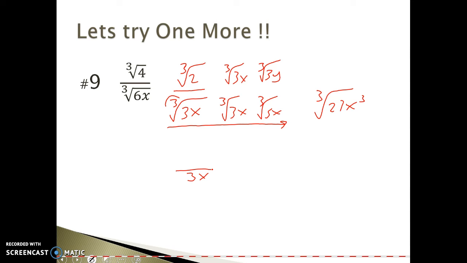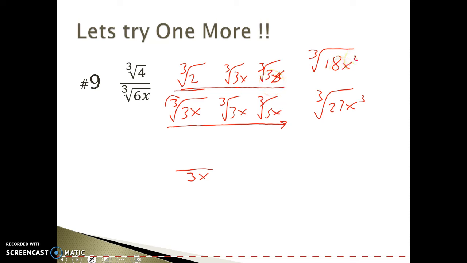But my numerator, I'm going to have to multiply all 3 of these things together. So that's going to be 2 times 3 times 3. Well, that's the cube root of 18. And then I have an x and another x. This should be x here too. I have an x squared.